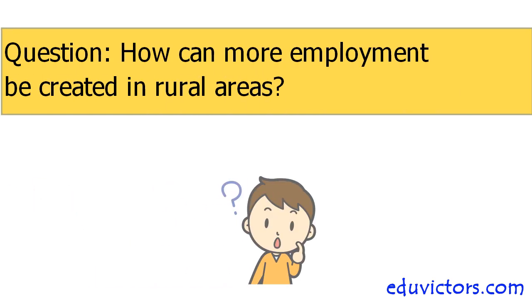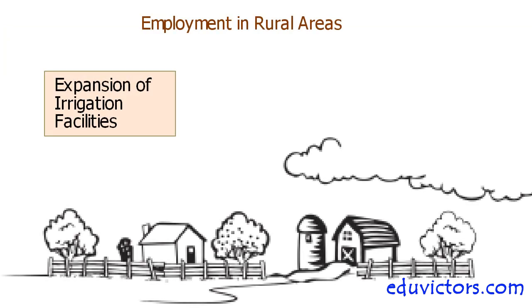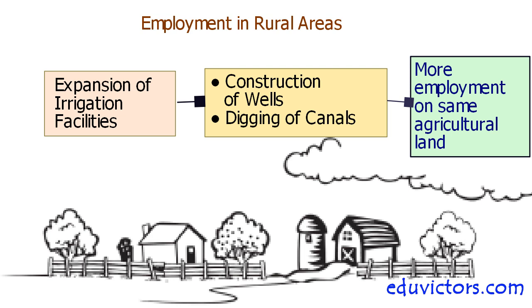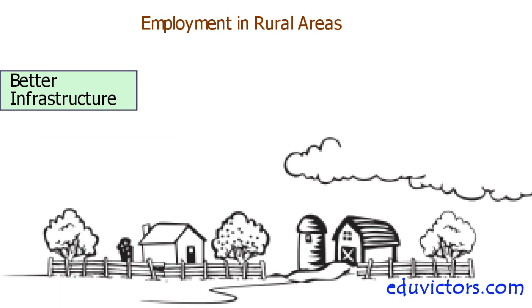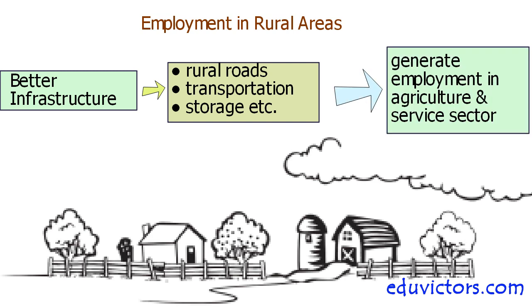How can more employment be created in rural areas? Expansion of irrigation facilities through construction of wells and digging of canals. This will provide employment to more people on the same agricultural land. Better infrastructure like rural roads, transportation and storage facilities. It will generate employment in the farm sector as well as in services like transport or trade.